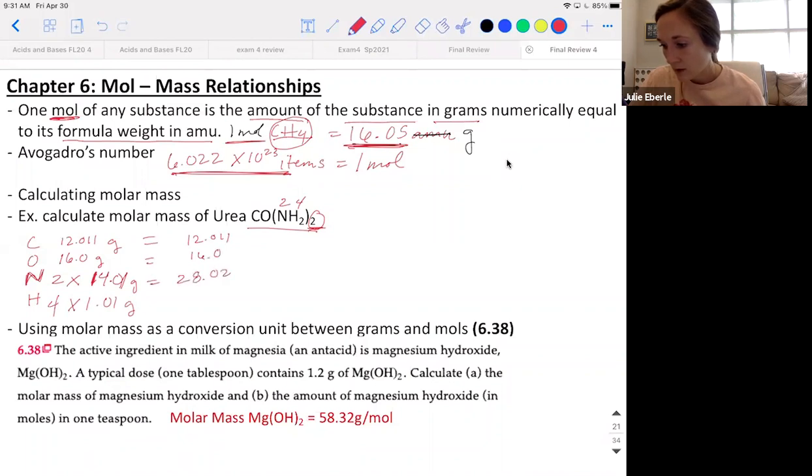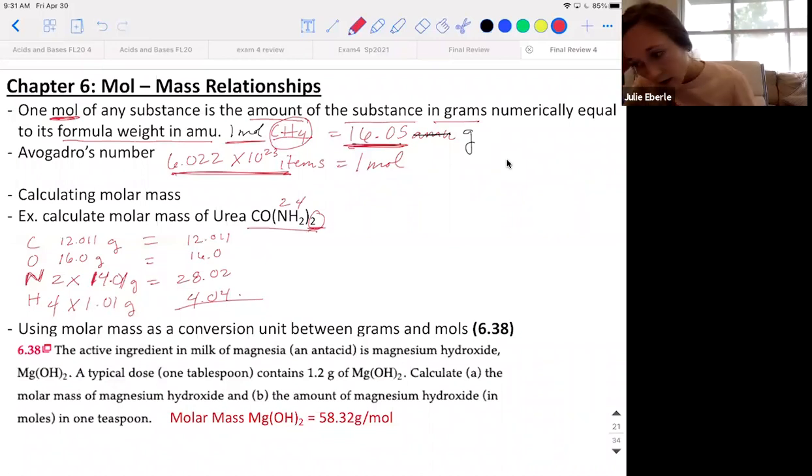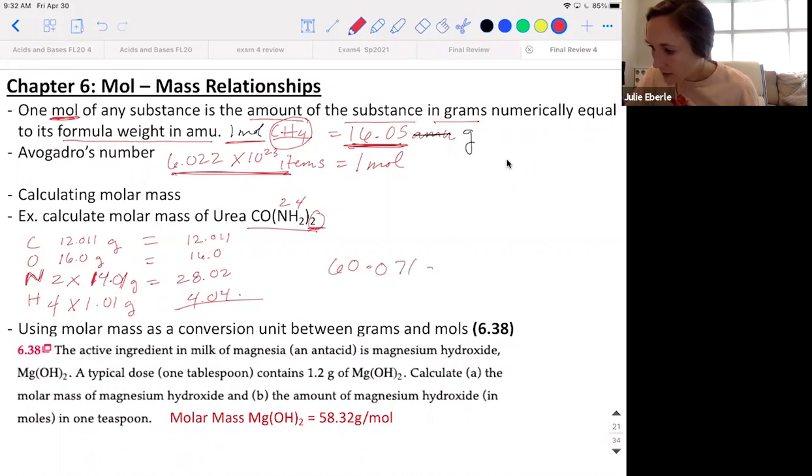28.02 and 4.04. So what we should get total, I'll write it over here on the side, would be, well, 28 and 28 is 56, and that should be 60.071. Is that what y'all get? I think that's what I get. So that's how many grams of urea are in 1 mole.